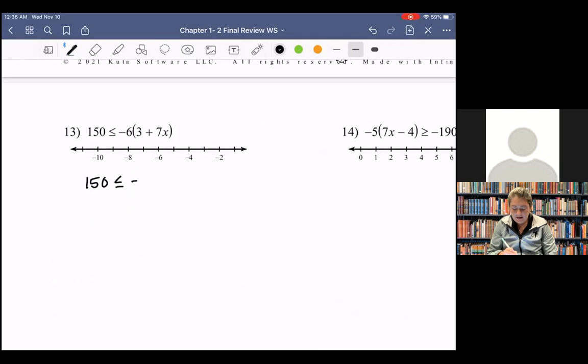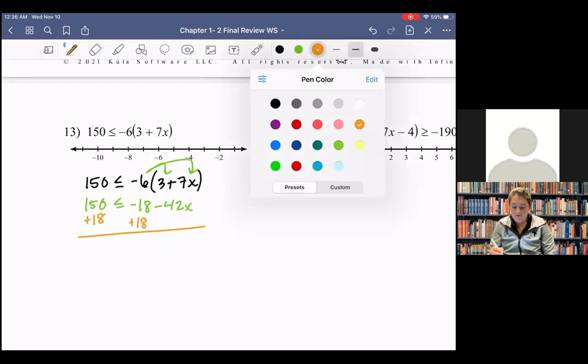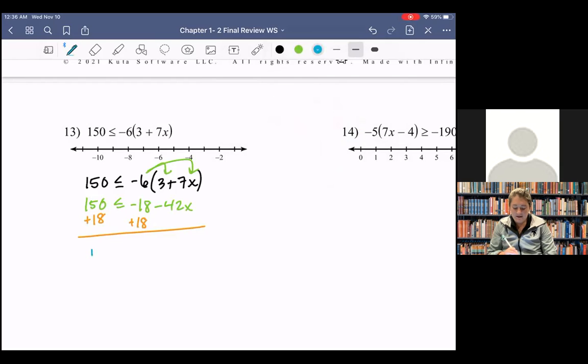150 is less than or equal to negative 6 times 3 plus 7x. Okay, so we need to distribute the negative 6 in. So I'm going to leave my 150 the same. Negative 6 times 3 is negative 18. Negative 6 times positive 7x is negative 42x. You can double check that on your calculator if you wish. Next thing I'm going to do is add 18. 150 plus 18 is 168, less than or equal to negative 42x.